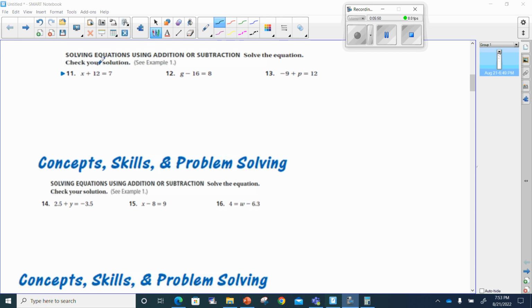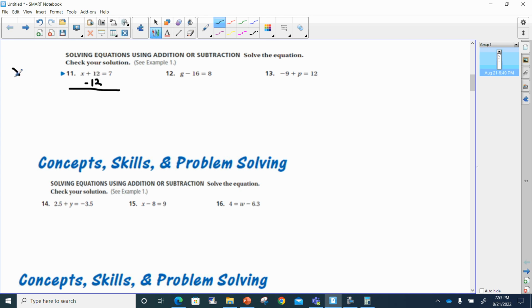Number 11 says x plus 12 equals 7. That tells me I'm going to have to subtract 12 from both sides to get x by itself. Remember, I want to isolate x. I want x to equal something in the end. To do that, I need to get everything away from x. So the opposite of positive 12 is -12. Whatever I subtract from one side, I subtract from the other side.